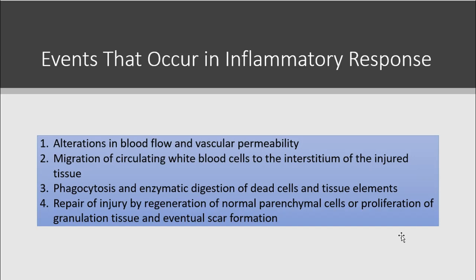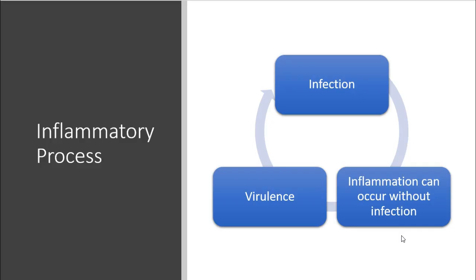And events that occur in the inflammation response. I like this slide. Number 1, it has alterations in blood flow and vascular permeability. Number 2, migration of circulating white blood cells to the interstitium of the injured tissues. Number 3, phagocytosis and enzymatic digestion of dead cells and tissue elements. And number 4, repair of injury by regeneration of normal parenchymal cells or proliferation, granular tissues, and eventually scar formation. So you have infection, and the infection can occur without the infection.